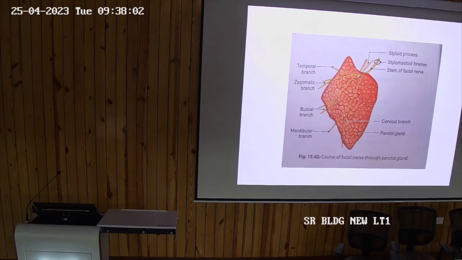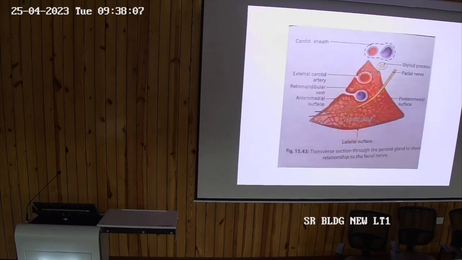In the parotid gland, the nerve crosses structures. Look at the diagram. This is the facial nerve. It crosses the retromandibular vein and the external carotid artery, which also lie in the parotid gland. When we dissect the parotid gland, you will see these structures, the retromandibular vein and the external carotid artery. The facial nerve crosses both of these structures, and it gives all the terminal branches deep to the parotid gland.